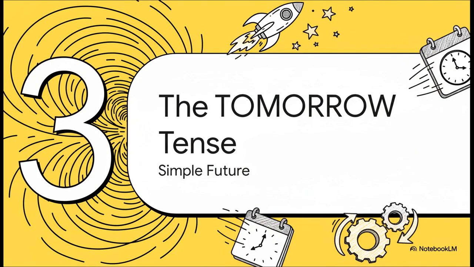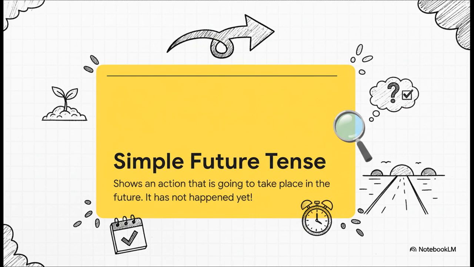All right, time travelers, let's spin that dial forward. Next stop, the future. We're about to see what's going to happen with the simple future tense. This one's a piece of cake. The simple future is just for any action that hasn't happened yet. It's all about things that are going to take place later on.